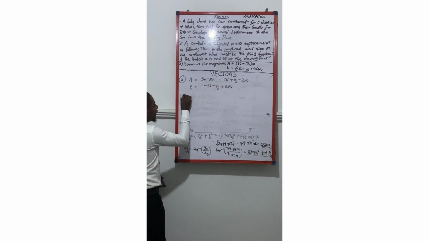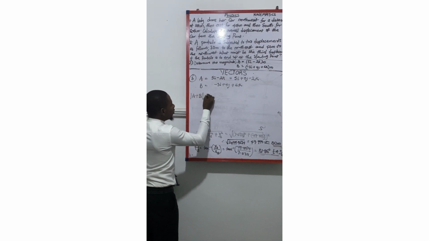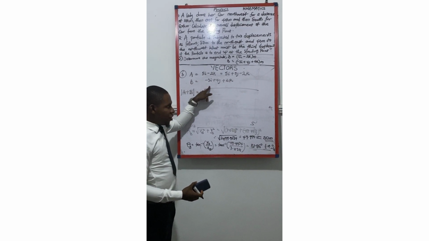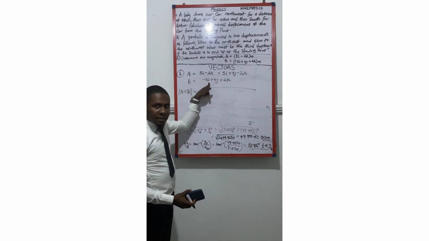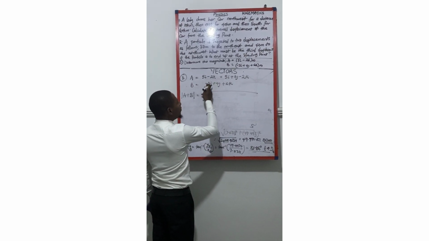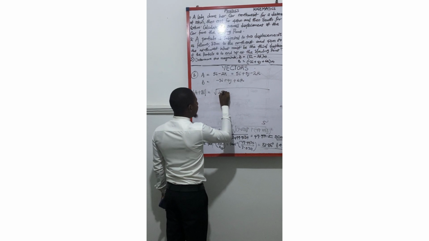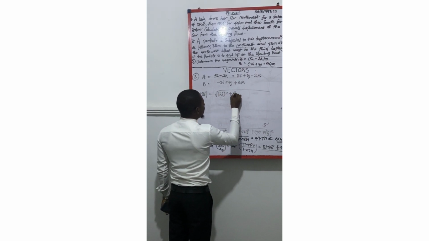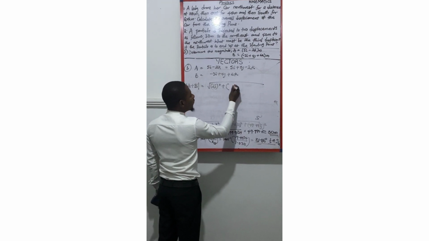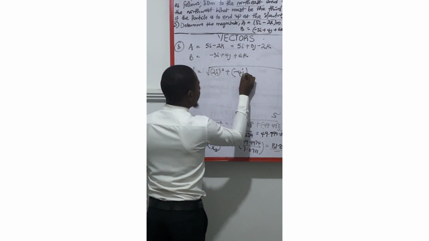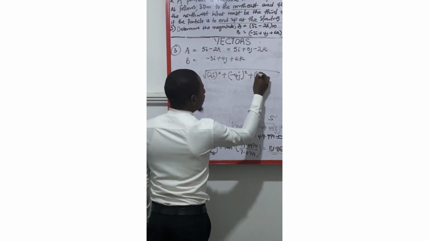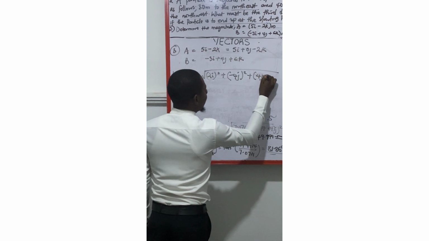Now if you're asked to determine the magnitude of a vector, the magnitude of a plus b is simply the square root of a plus b with its same component. So we start 5i plus minus 3i, giving us 2i, all squared, plus 0j minus 4j, that'll give us minus 4j, plus minus 2k plus 6k, that'll give us plus 4k, all squared.